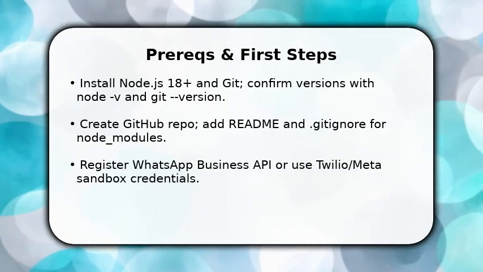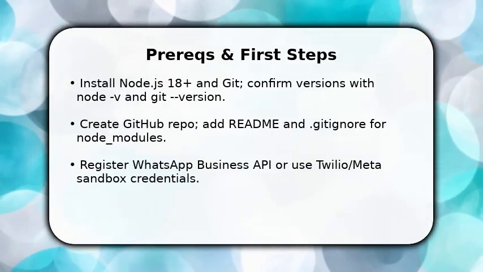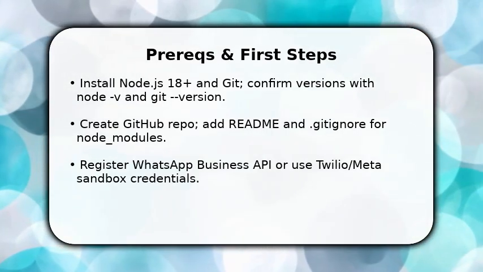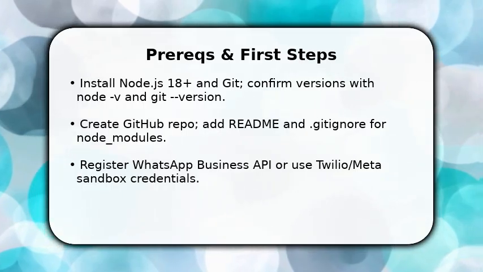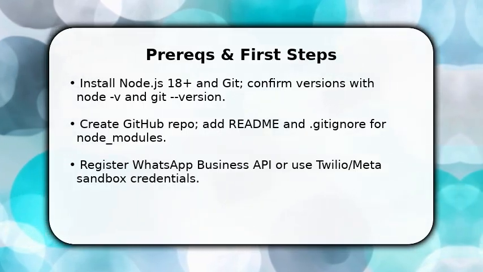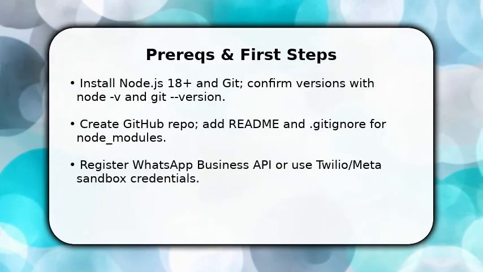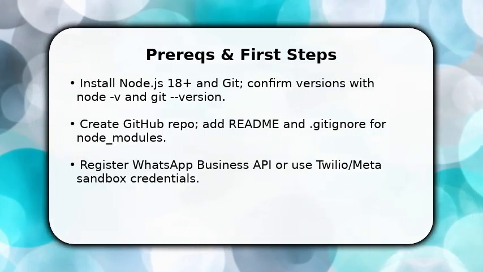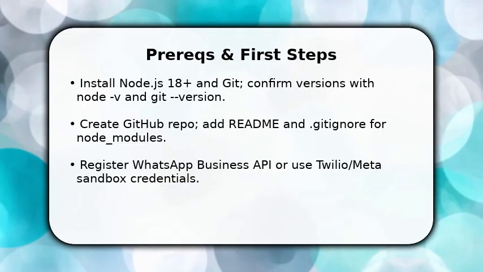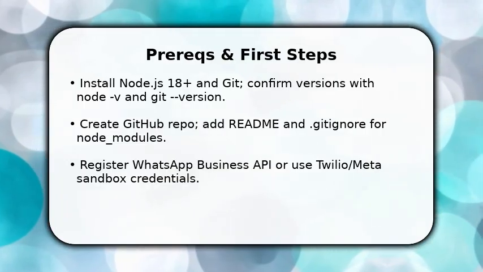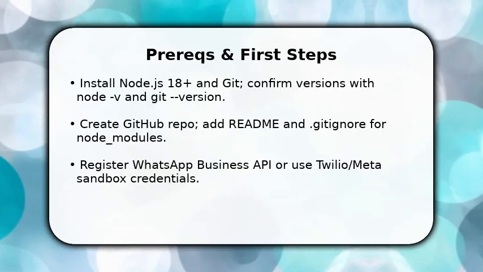Enjoy the video. You start by confirming prerequisites: Node.js 18+, Git, and an editor. Create a GitHub repository now and push an initial README so you have version control. Next, obtain WhatsApp Business API access or a Sandbox API key from a provider. This gives you a phone number and token to send messages.